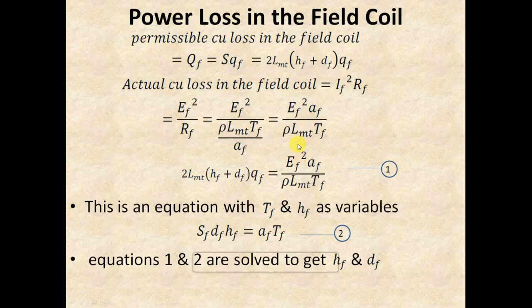Both this copper loss and the copper loss or the heat loss or the power loss which is dissipated through the surface of the field coil, both this are one and the same. So equating this two, we will be getting a relation, and it is indicated here as 1.